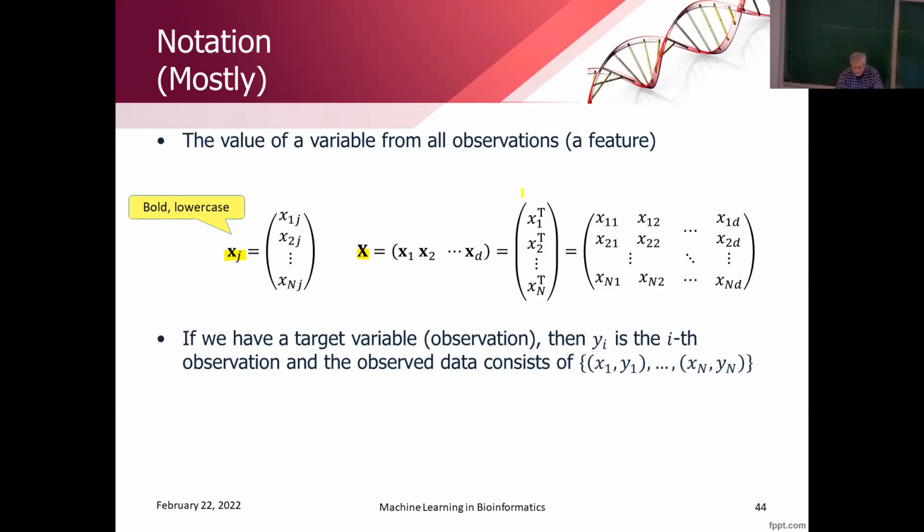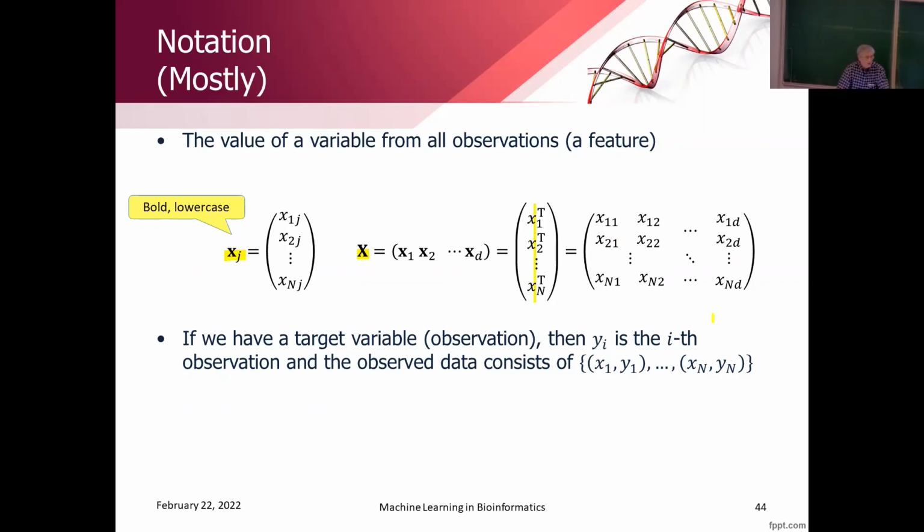And the same matrix can be written as x1 transpose, because if I write x1, it's a column vector, but we need x1 as one row of the table, therefore transposition. So this is the representation, and it can represent the observation matrix capital X.